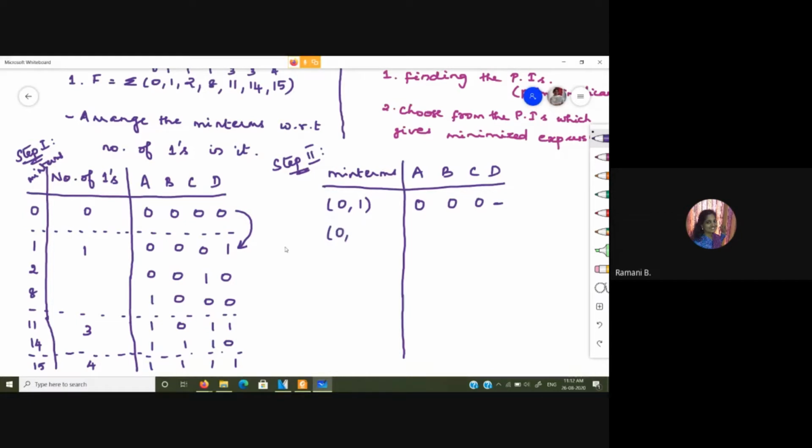Next 0, 2. So 0, 0, C alone changes. So 0, 0, dash, 0. And with 0, 8, A alone changes. So dash, 0, 0, 0. Okay. So this is our first step.